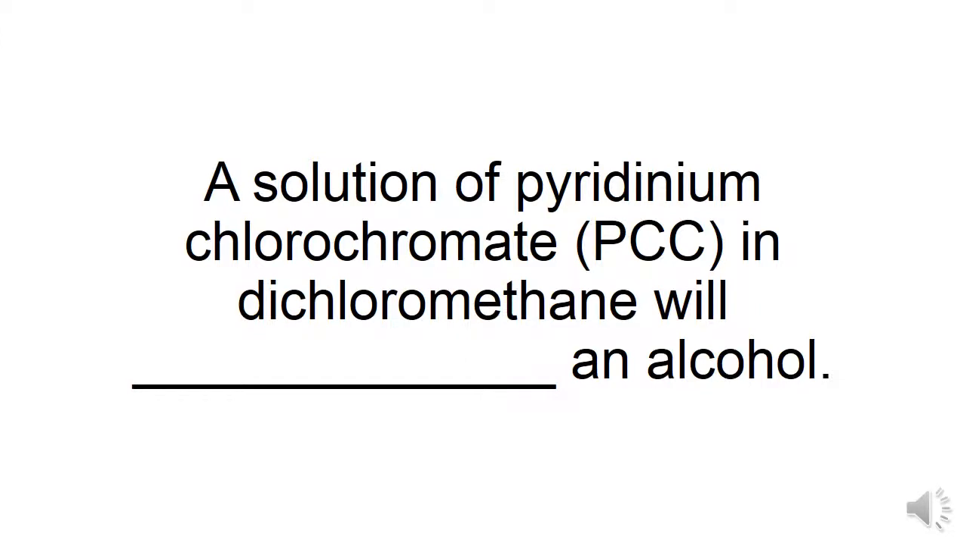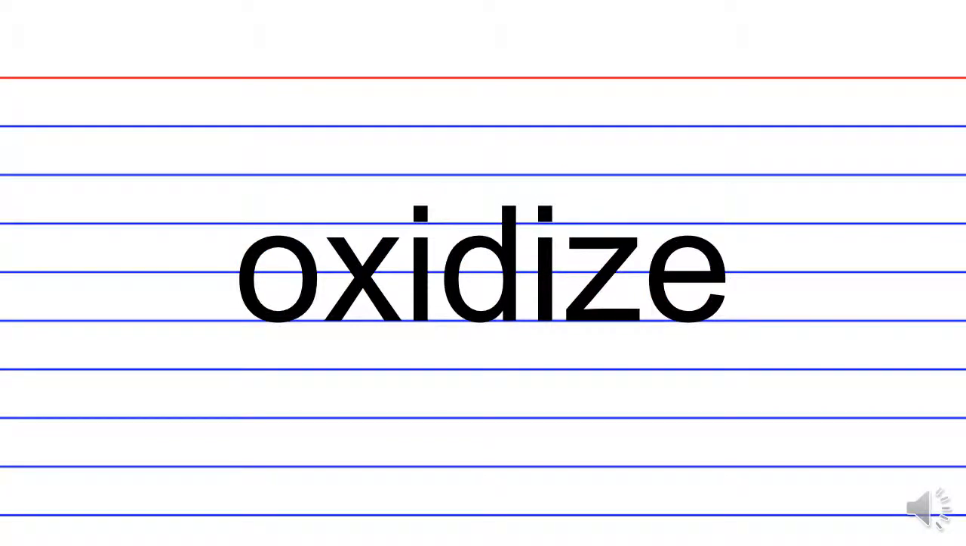A solution of pyridinium chlorochromate, PCC, in dichloromethane will blank an alcohol. So what will this solution do to an alcohol? It will oxidize it. And what I mean by oxidize is it'll go from having a single bond, the carbon that's attached to the oxygen will go from this. So here goes your alcohol functional group. It'll go to this.